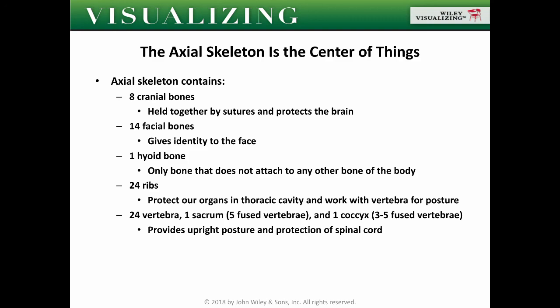We have the 24 ribs that protect our organs in the thoracic cavity and work with the vertebrae for posture. And of course, we have the 24 vertebrae. So 24 ribs for the 24 vertebrae. So the ribs are attached to the vertebrae.